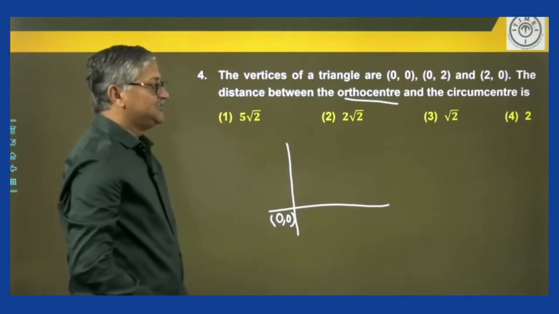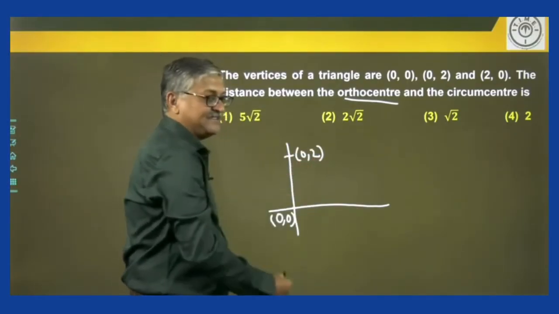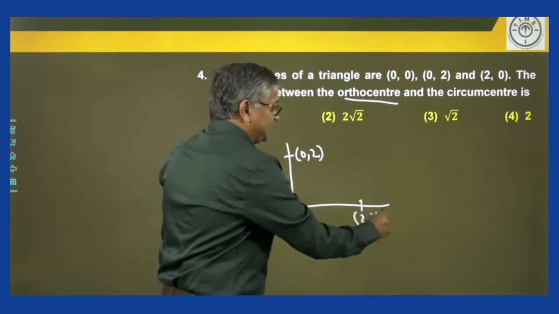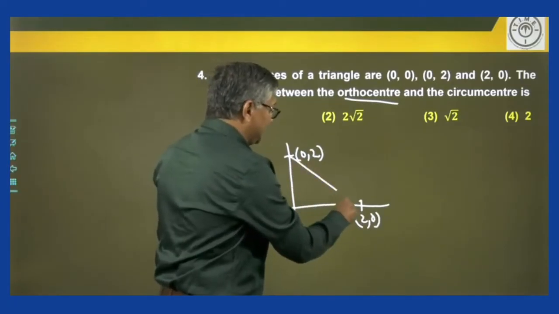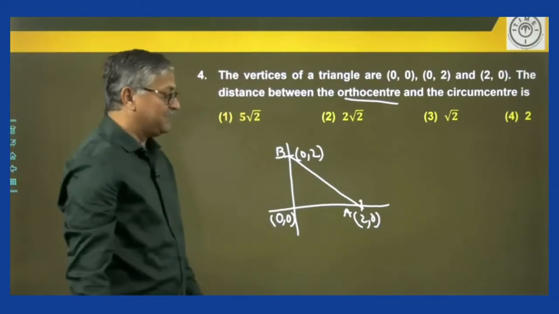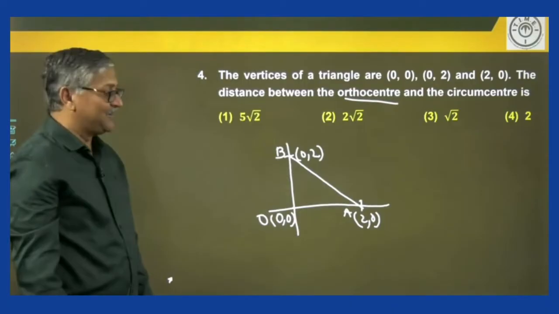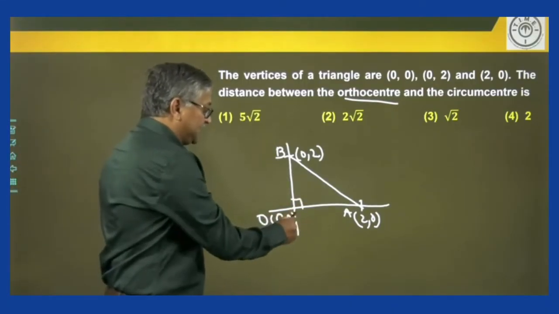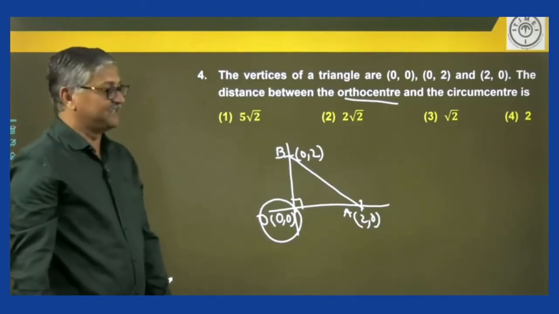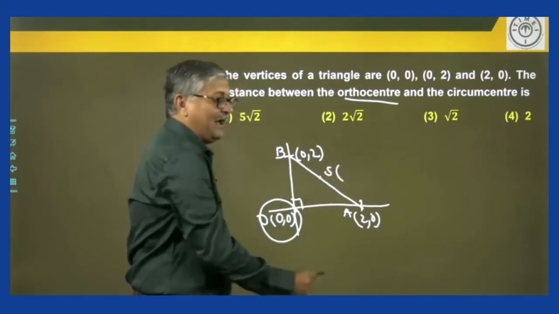And the next one is 0, 2. Clearly 0, 2 means it is on the y axis, and 2, 0 is on the x axis. So, clearly this is the triangle formed, OAB. So, OAB is a triangle. Now, it is a right angle triangle. So, what is the orthocenter? The vertex containing the 90 degrees. So, this is the orthocenter. And what is the circumcenter? It is the midpoint of the hypotenuse.